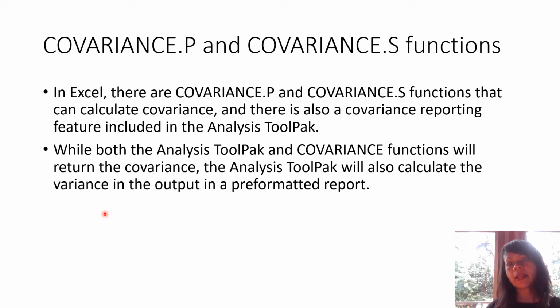COVARIANCE.P and COVARIANCE.S functions can calculate covariance, and there's also a covariance reporting feature in the Analysis ToolPak. While both the Analysis ToolPak and the covariance functions will return the covariance, the Analysis ToolPak also calculates the variance in the output of a pre-formatted report. So remember, I talked about it before. Although Excel has some of the same functions, it's better to do it in the Analysis ToolPak because it gives you a report.